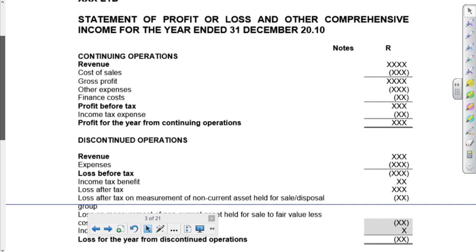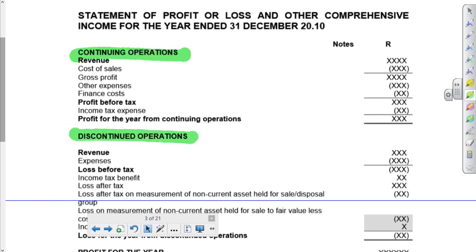This one that you see on page 214 in your study guide, you will see is two whole, just about whole P&Ls. So your normal P&L for continuing operations: revenue, cost of sales, gross profit, other expenses, finance costs, profit before tax. And then another one for discontinued operations. For discontinued operations, we don't need to show cost of sales, gross profit.